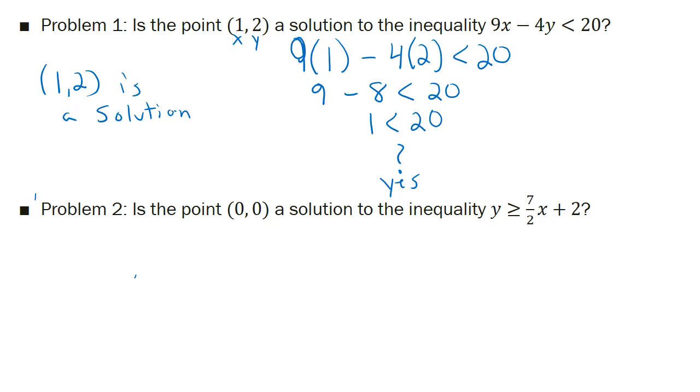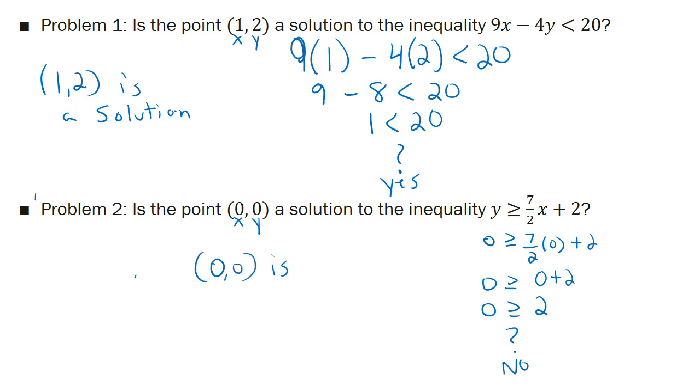Now, if we look at problem 2, we plug in 0 for x, and we're going to plug in 0 for y. We have 0 go right here: 7 over 2 times 0 plus 2. Well, 7 over 2 times 0 is just 0, and 0 plus 2 is 2. Is 0 greater than or equal to 2? The answer is no. So (0, 0) is not a solution.